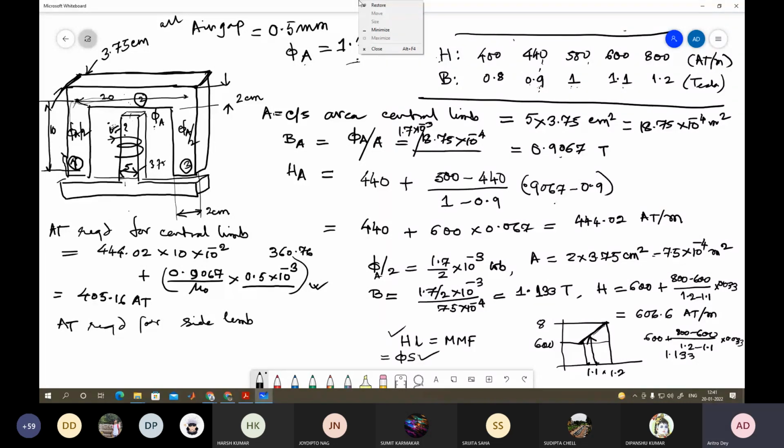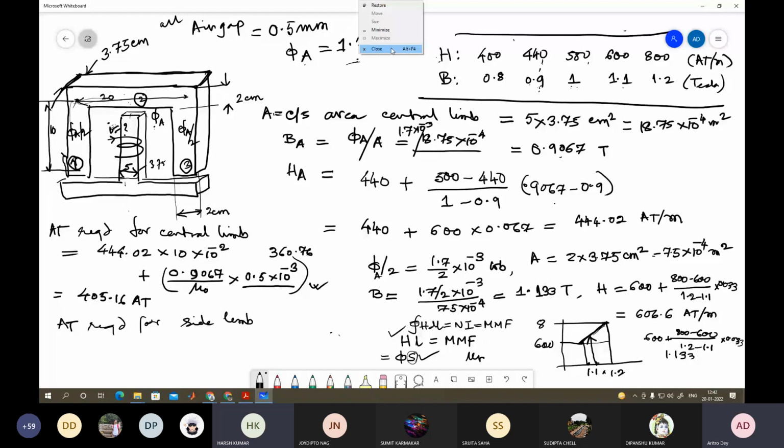Whenever we have to find your S, then we need the value of mu r, which we cannot find from here. That is why we are taking the other approach, which is Ampere's Circuit Law: the closed contour of H into dl is equal to Ni, which is equal to MMF, magnetomotive force. So instead of solving in this way, because we do not have the value of mu r and we cannot calculate S, we are solving in the other way. Got it?